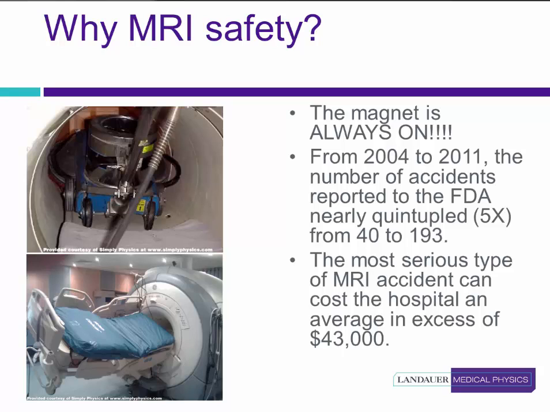Unfortunately, many serious and expensive accidents are being reported to the Food and Drug Administration. Accidents have been shown to have an average cost in excess of $43,000. This cost includes both the repairs required to the system and the lost revenue from the downtime of the magnet.